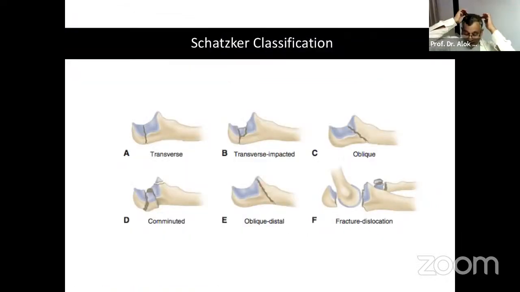You all must be knowing the simple classification, grade 1, extra-articular, grade 2 at the tip, and grade 3 at the base. So that was a basic classification. But the Schatzker classification is the ideal classification, where type A is a transverse fracture, type B is a transverse impacted fracture of the articular surface, type C is an oblique fracture, type D is a comminuted fracture, type E is a distal comminuted fracture, and type F becomes a fracture dislocation. So you start with the transverse, and then the more you go towards B, C, D, E, and F, it becomes more and more complex.